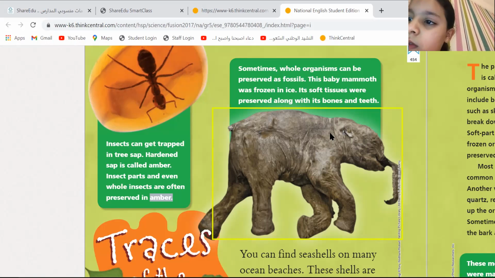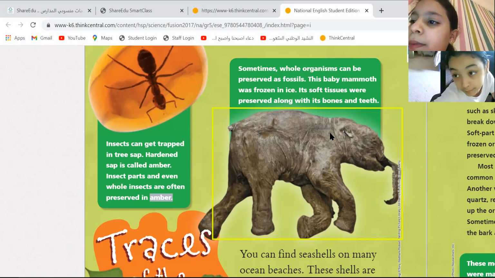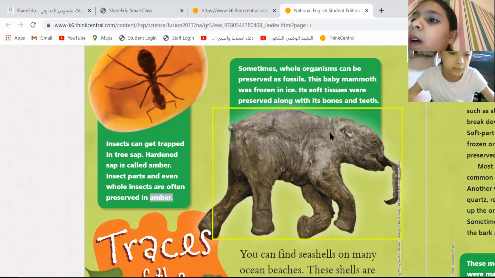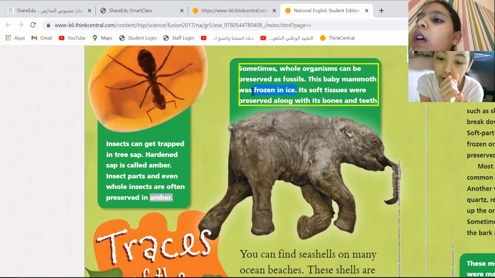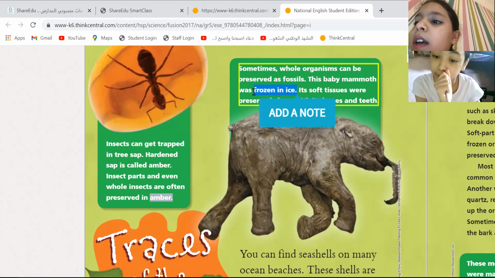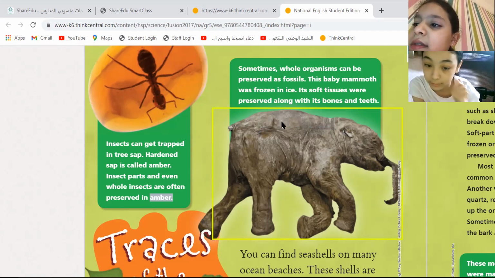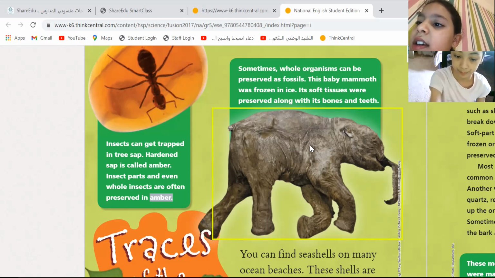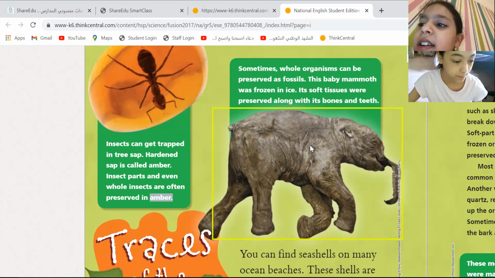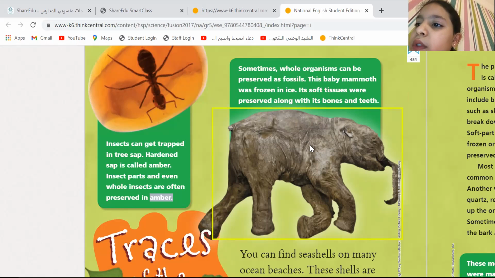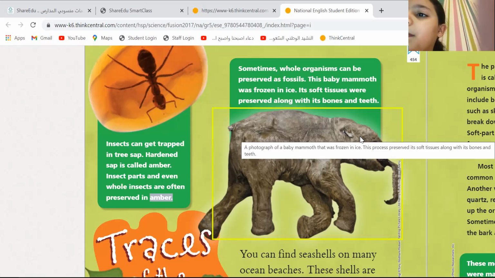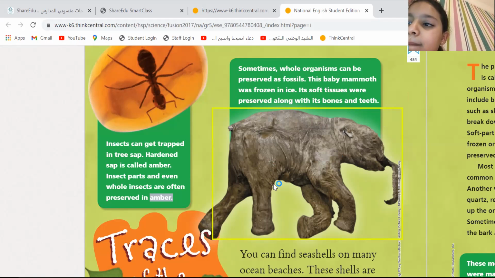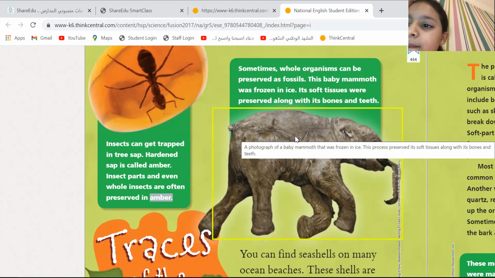So for this poor baby mammoth, what happened to it? Its soft tissue were preserved along with it. It was frozen in ice. He was trapped in there and he didn't eat food, and he froze from the cold. Also, the teeth and the bones are there. It did not decompose. It did not break into pieces. It's still there, and you can find it right now.